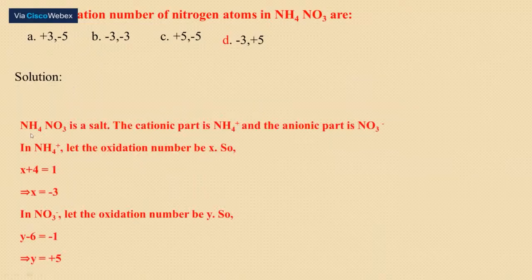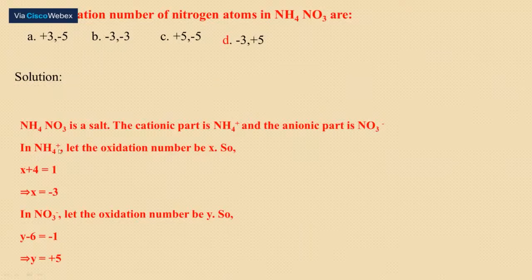Now, in this ammonium nitrate, you should remember that NH4 will be present in the form of NH4 plus, and the anionic part is going to be NO3 minus. So in the formula, the cationic part is NH4 plus and the anionic part is found to be NO3 minus, this is the one.